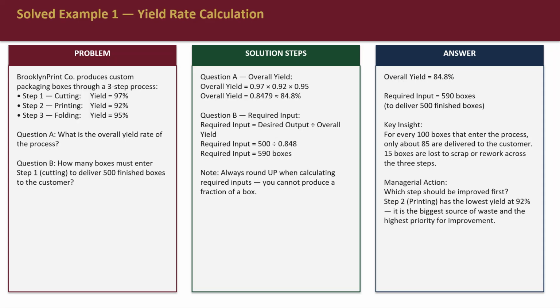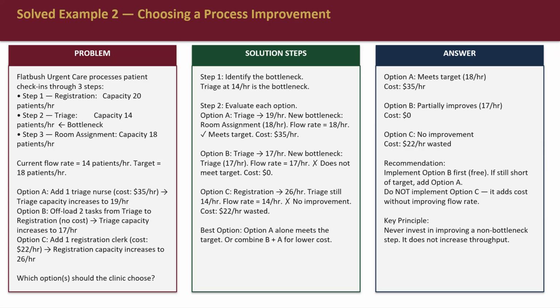And which step do we fix first? Printing at 92% is the weakest link. Same logic as the bottleneck. Always attack the weakest link first. Yield tells you where quality is leaking.